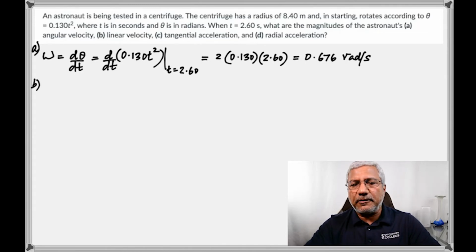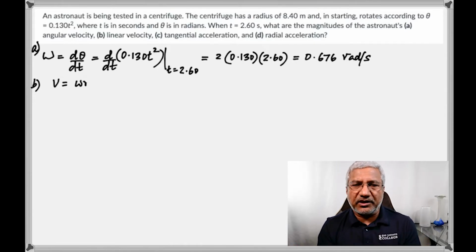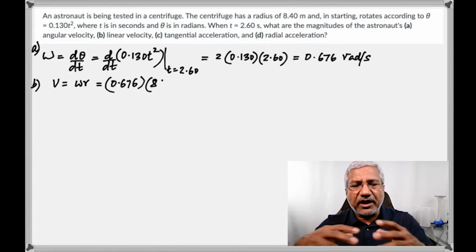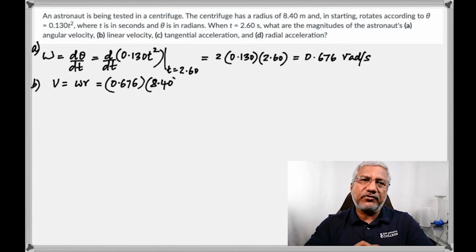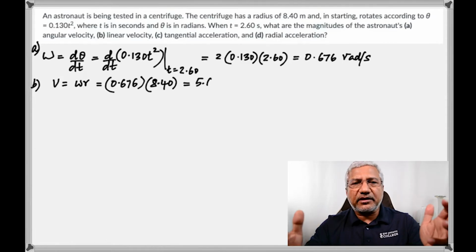Now part B, we have to find the linear velocity, and we know the relation between them. That is, linear velocity is the product of omega and r. Now that we have omega and we have the radius, which is given as 8.40 meters, we can multiply the two to get the linear velocity as 5.68 meters per second.